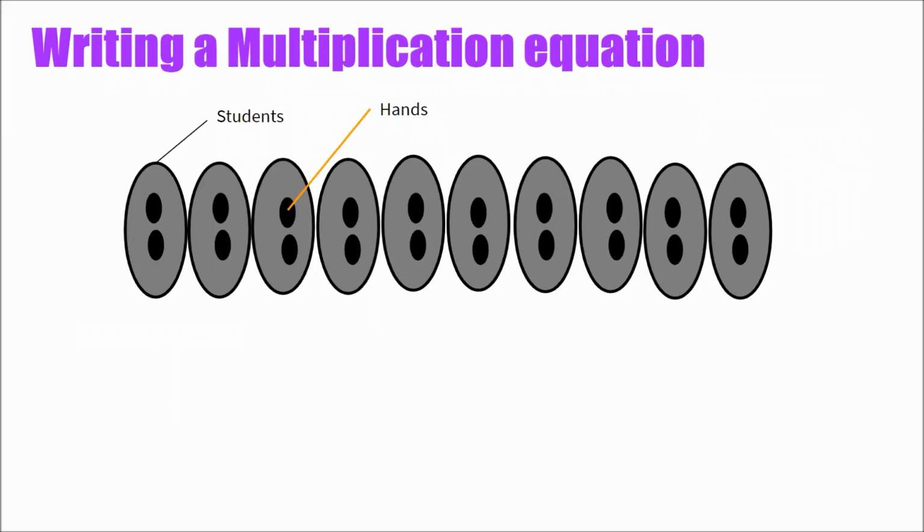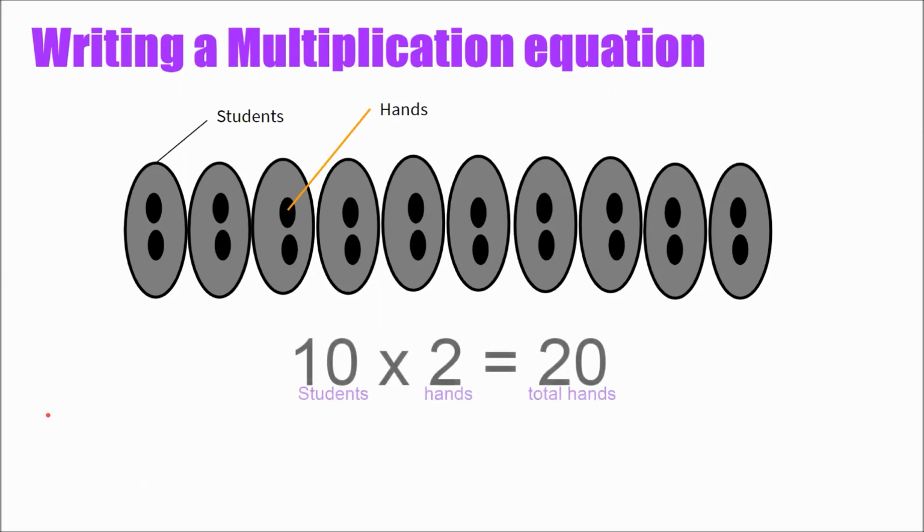When we draw it out, it looks like this. We have circles that represent each student on the outside, the big group. And then we have little circles in the inside that represent each hand. This student here has 2 hands. This student here has 2 hands. So let's think about our first factor is 10 students times 2 hands means in total I have 20 hands.